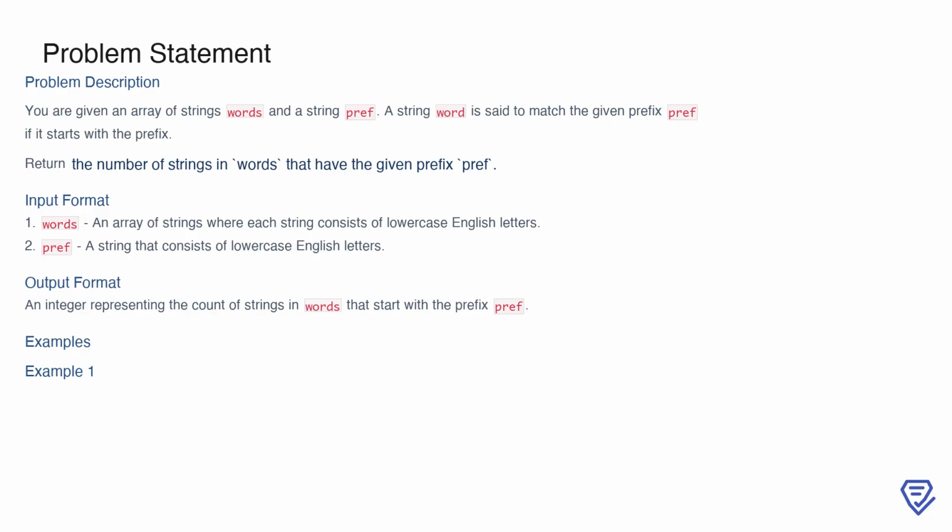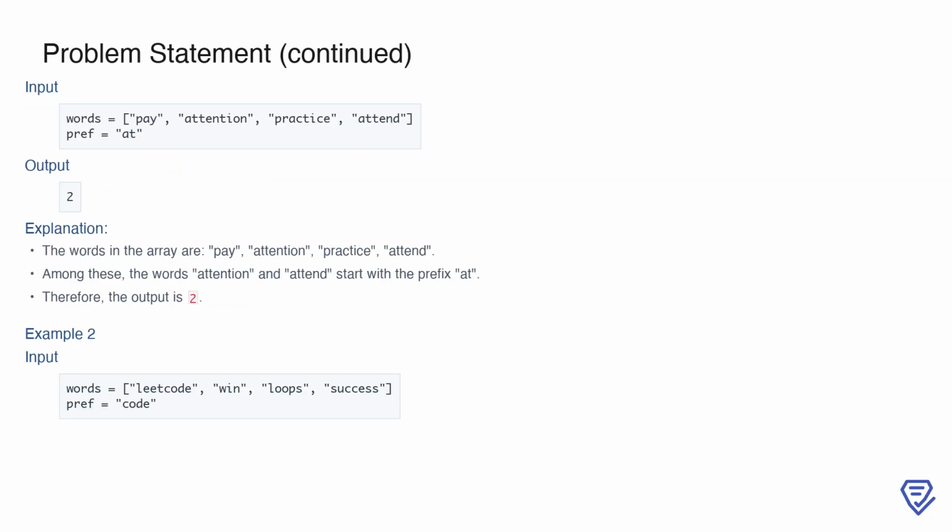This ensures that we are working with simple alphabetical inputs, and the output will always be a single integer that represents the count of matches. Let's look at the first example to understand the problem more clearly. Here, the input array is words equals [pay, attention, practice, attend], and the given prefix is pref equals "at". Our task is to count how many of these words start with the prefix "at". If we examine the words, we see that attention and attend both start with "at", while pay and practice do not. Therefore, the total count of matching words is 2, which is the output for this example.